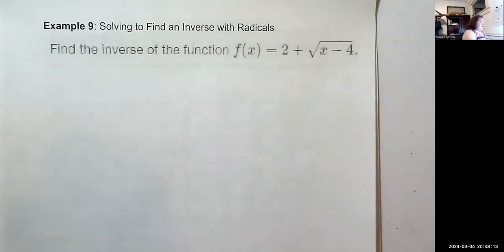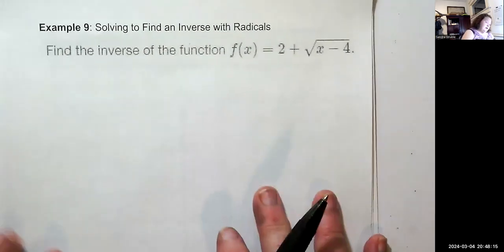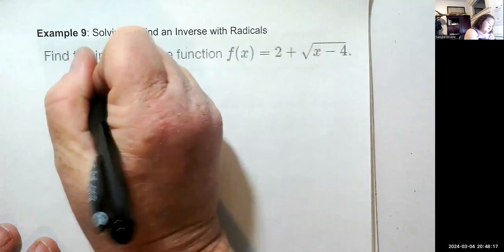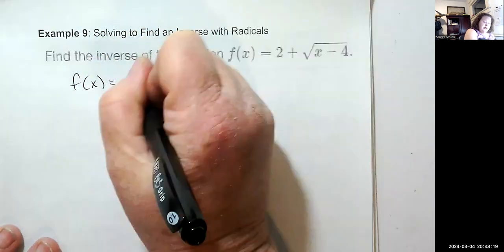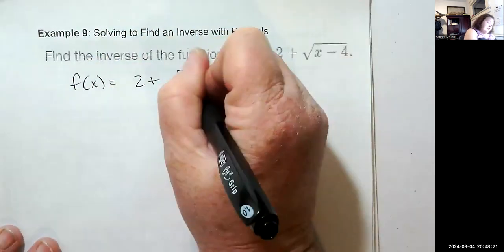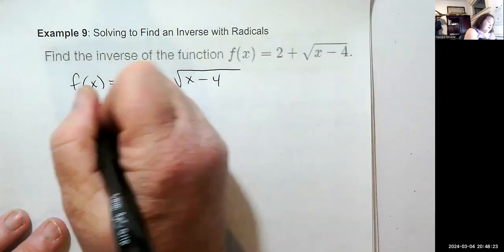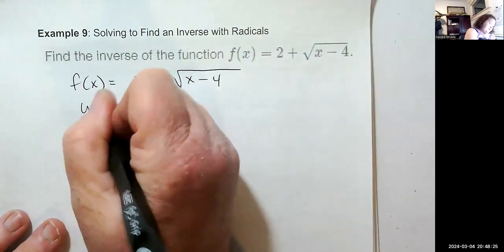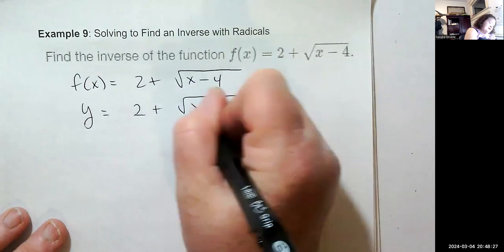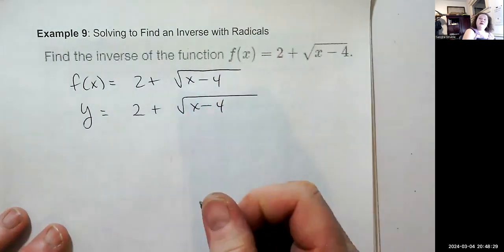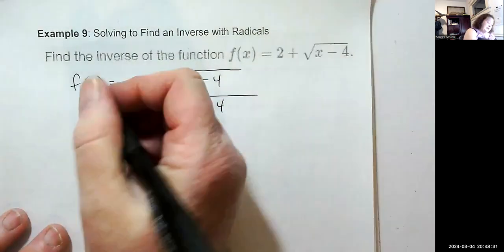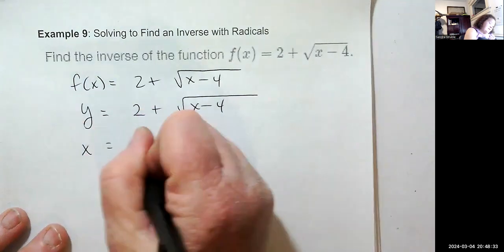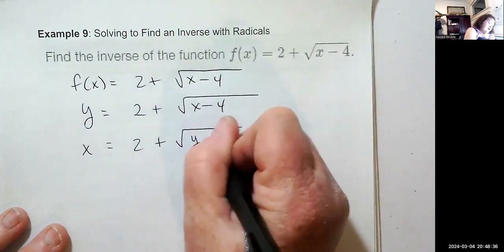Find the inverse of the function. We're going to do the same thing. So f of x, start off with the function 2 plus square root of x minus 4. Now I'm going to replace the f of x with y. 2 plus the square root of x minus 4. I'm now going to switch the x's and y's. Y becomes x, x becomes y.